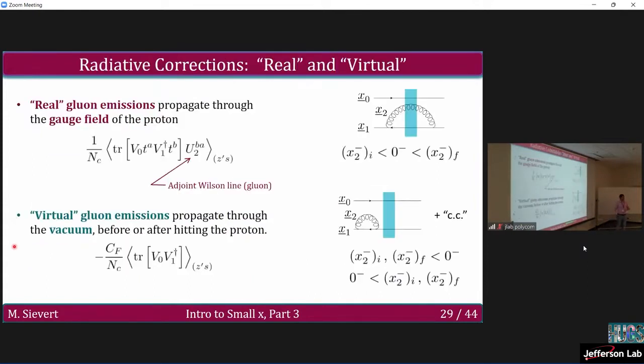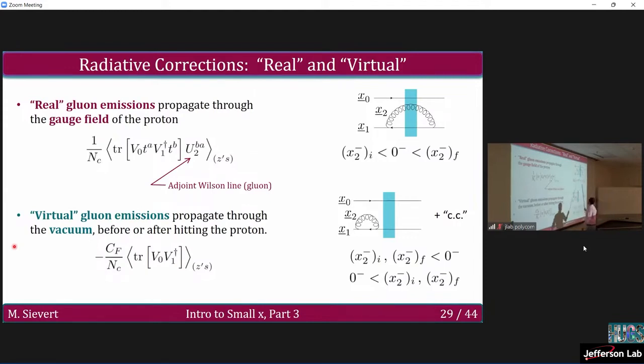Now the exercise is to calculate radiative corrections. So in this picture, I have Wilson lines. I've got a quark Wilson line, an antiquark Wilson line, and what I can have is soft gluon radiation at a new transverse position x2. And that extra gluon that's getting radiated could pass through the shock wave and contribute to the scattering, or it could be a virtual correction, which is emitted and absorbed before or after. So my radiative corrections come in two types, real and virtual.